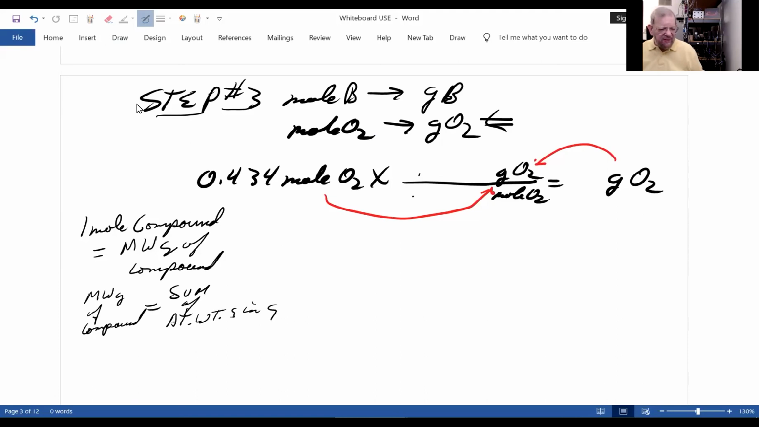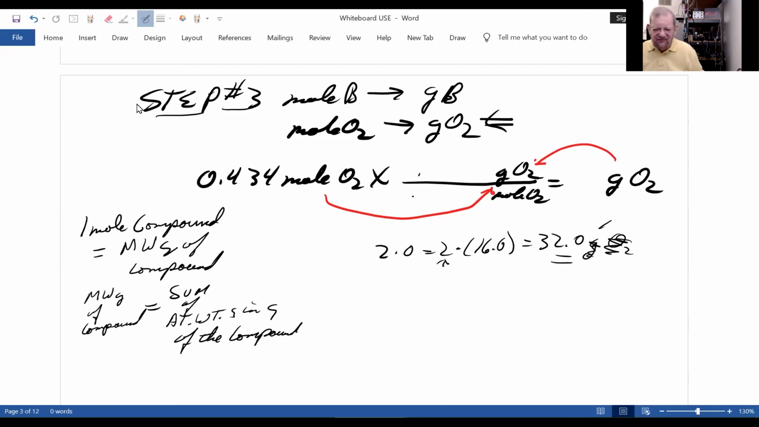In grams of the compound. So for oxygen, I have 2 oxygens. Each oxygen to 3 significant figures is this number, 16.2. Remember, this is an exact number. We're doing a multiplication. 32.0 is the molecular weight of O2.